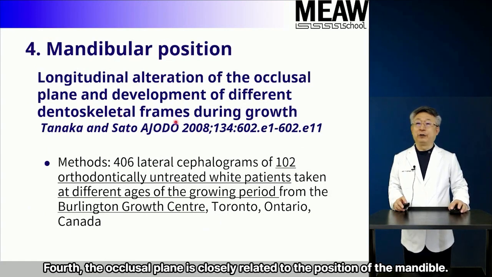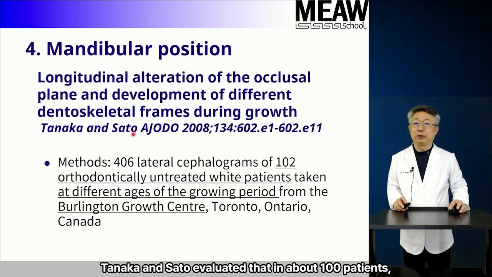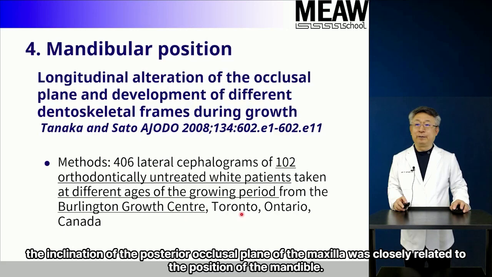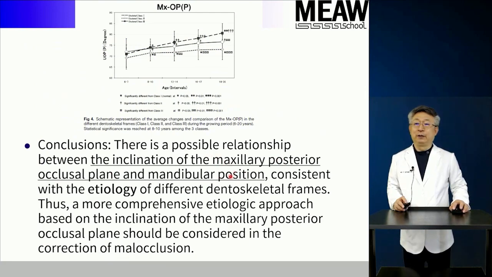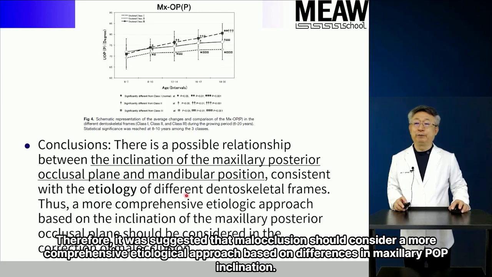Fourth, the occlusal plane is closely related to the position of the mandible. Tanaka and Sato evaluated about 100 patients and found that the inclination of the posterior occlusal plane of the maxilla was closely related to the position of the mandible. Therefore, it was suggested that malocclusion should be approached with a more comprehensive etiological view, based on differences in maxillary POP inclination.